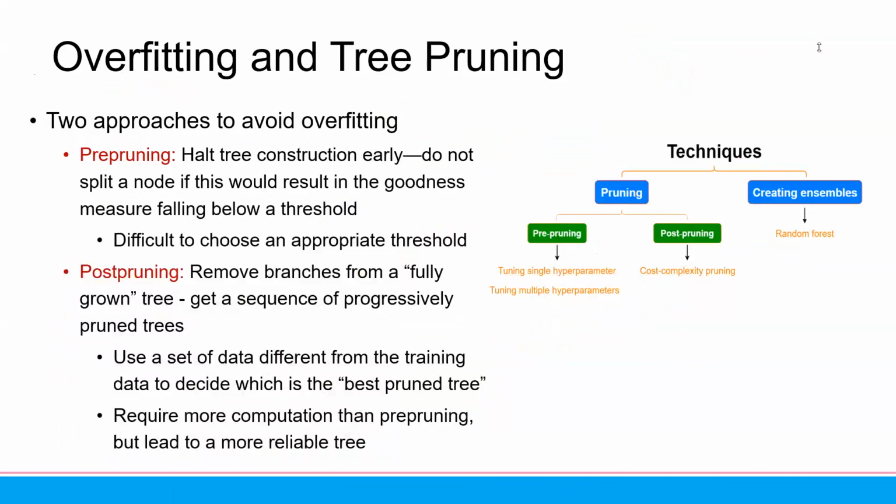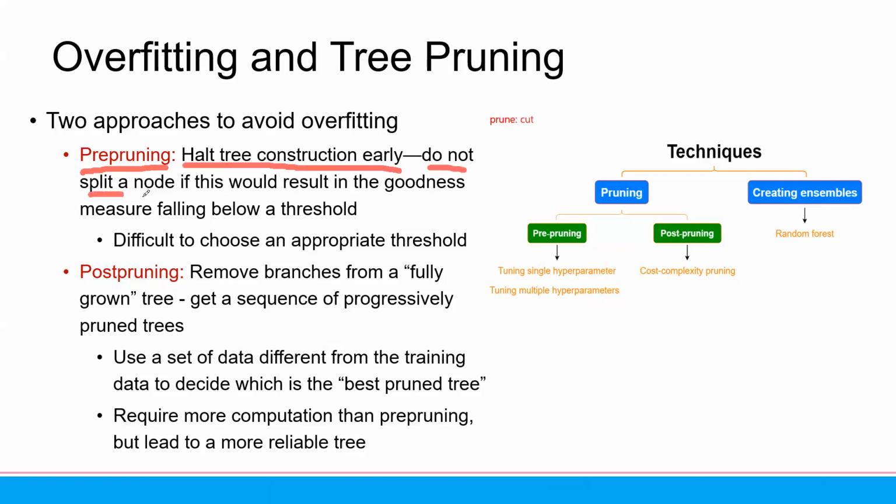So there are two basic approaches to avoid overfitting. The first is pre-pruning. Do you know prune? It is to cut. It means we want to halt the tree construction earlier. So we make some kind of condition, some kind of threshold value.